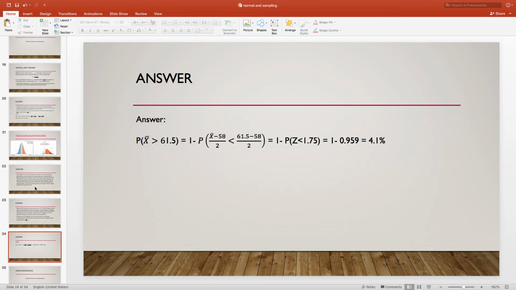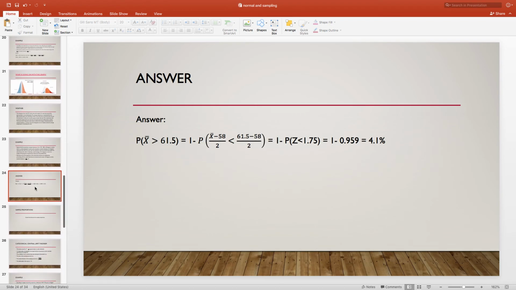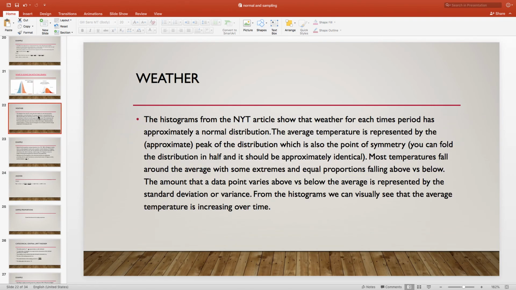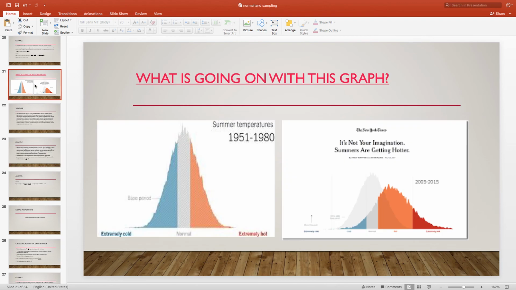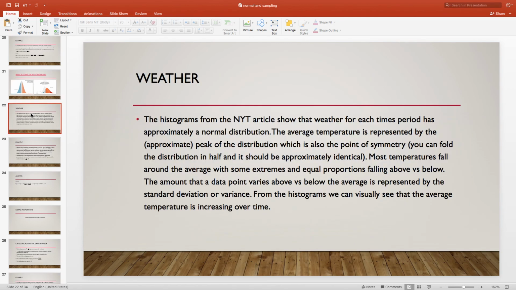Okay. And I want to emphasize this data in this example starting here was made up. The discussion in this graph is real. That came from the New York Times, as well as this discussion.